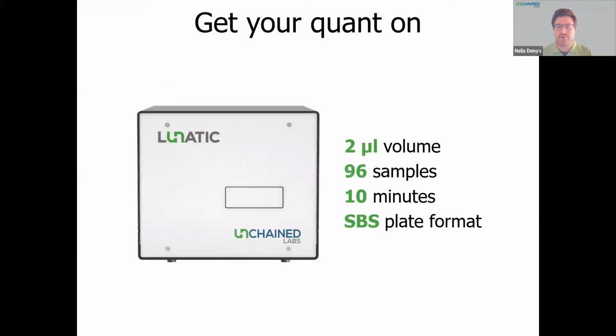Our Lunatic is a full spectrum UV-Vis spectrometer, which requires only 2 microliters per sample and no dilution steps or standard curves. Lunatic can measure up to 96 samples at a time in just 10 minutes. Our plates have a standard SBS footprint, so they're fully compatible with multi-channel pipetters and liquid handling robots.